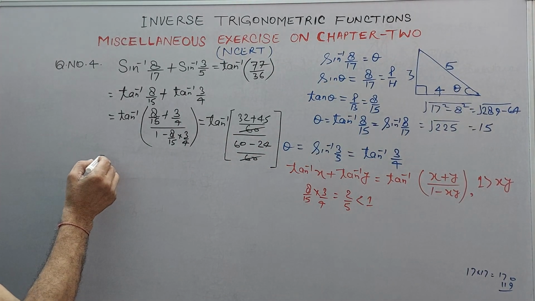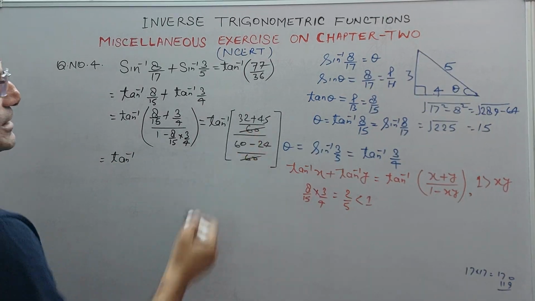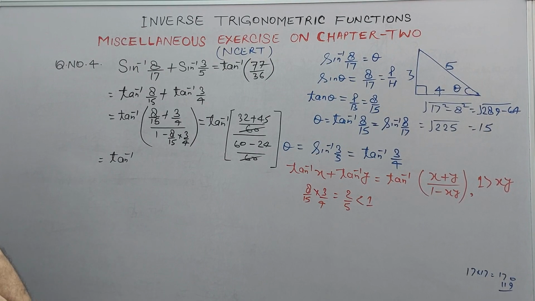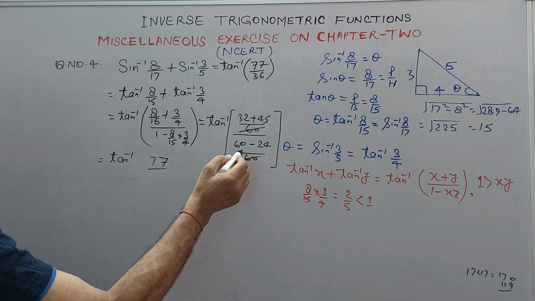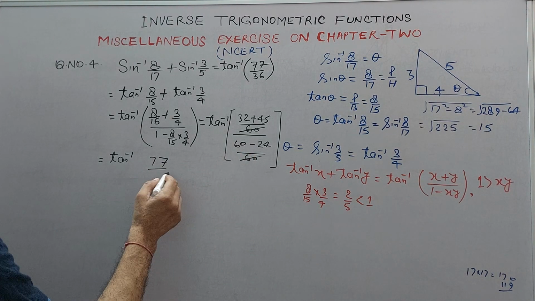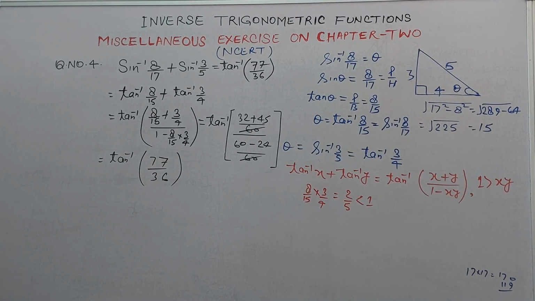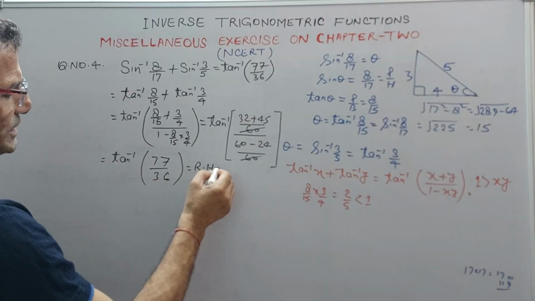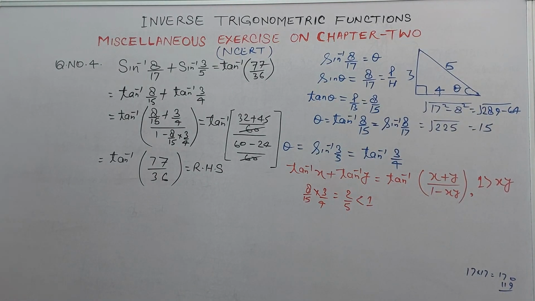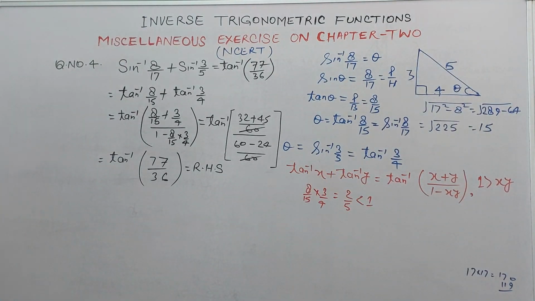Now the final answer becomes tan inverse, 32 plus 45 is 77, divided by 60 minus 24, which is 36. So 77 upon 36. So this will become our right hand side part. So in this way we did it very easily using this formula, tan inverse x plus tan inverse y. This is the simplest formula.